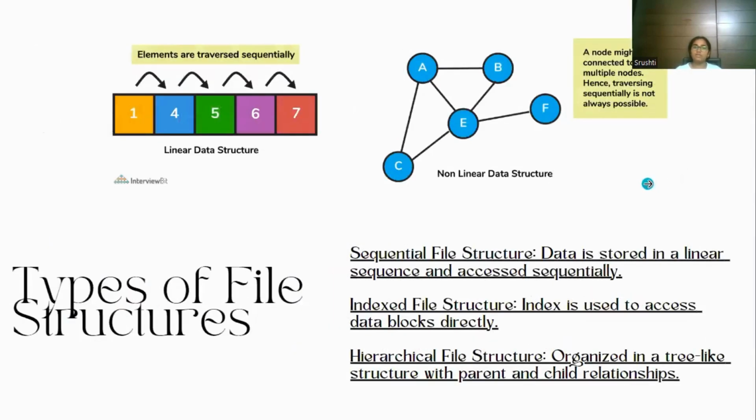Now let's learn different types of file structure. There are three main types of file structure, that is sequential file structure, indexed file structure, and hierarchical file structure. The sequential file structure is data is stored in a linear sequence and accessed sequentially like this. This is a linear data file structure. Whereas indexed file structure, index is used to access data blocks directly. You can choose any data block directly from that particular file. Whereas hierarchical file structure is organized in a tree-like structure with parent and child relationship. This is an example of hierarchical file structure.